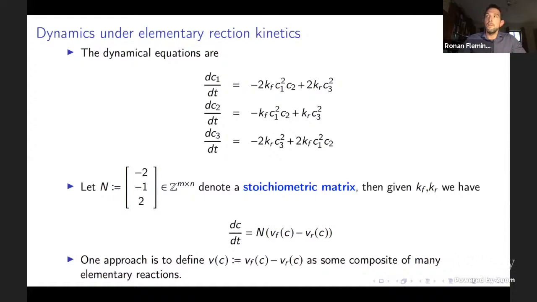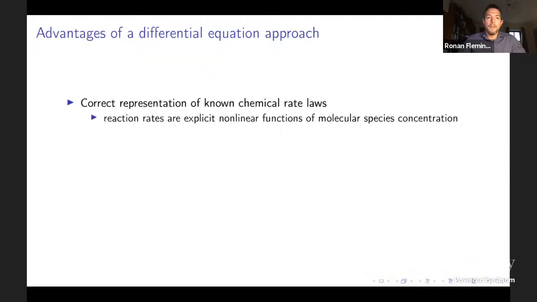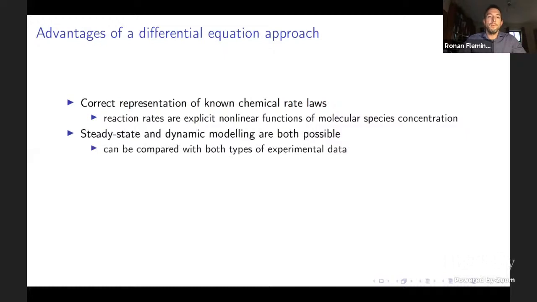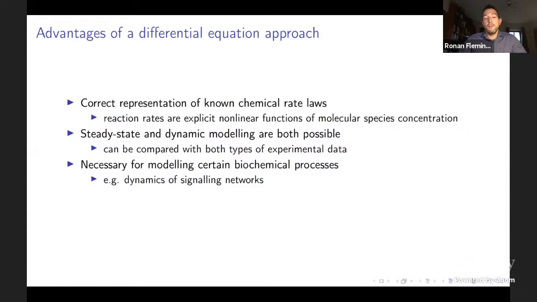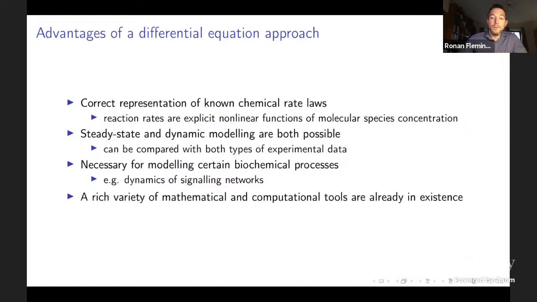And so then your dynamical equation with respect to time is a product of this matrix times some function of the concentrations. So that's the typical dynamical equation-based approach to modeling biochemical networks. The advantage of this, of course, is it's chemically correct, and the nonlinear relationship between species concentration and rates is properly represented. You can do steady state and dynamic modeling, and you can compare with different types of data. It's necessary to do this type of modeling for certain types of biochemical processes. And there's a rich variety of mathematical and computational tools, as you know, for modeling with differential equations.